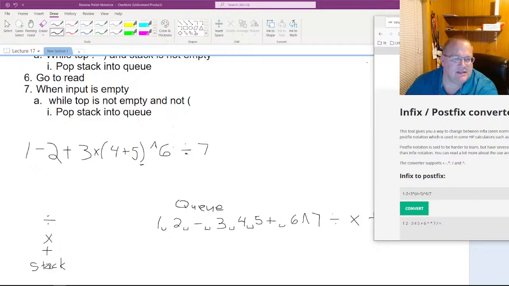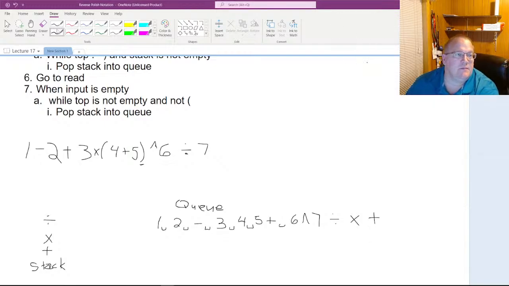So after we read the 6, or when we get to the 6, oh yes, okay. See, I messed up, didn't I? Because I didn't follow the rules. When I got to that division, right here, I should have noticed that these were the same precedence. Division, multiplication, same precedence. What do I do when they're the same precedence? I pop off the top thing, and then I reevaluate.